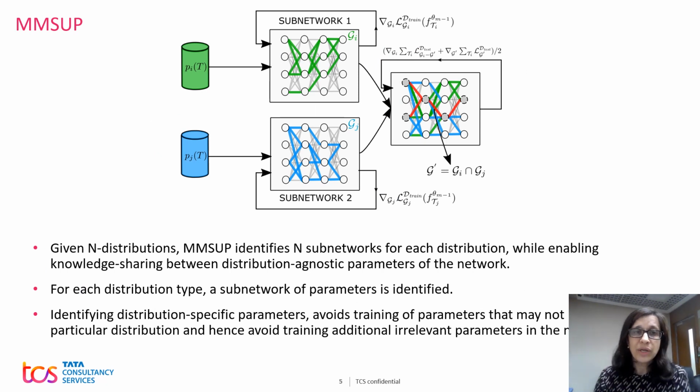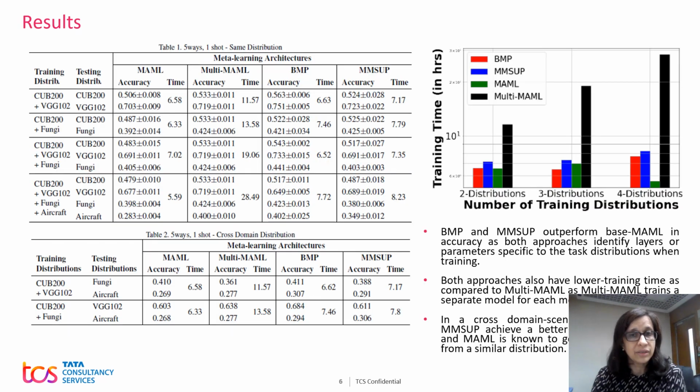In the MMSUP approach, we go one step ahead, in which we identify subnetworks of neurons which are relevant for a particular given input distribution. So if you are given n distributions, MMSUP will identify m subnetworks for each distribution while enabling knowledge sharing between distribution agnostic parameters of the network. As you can see, PI and PG are two distributions, and MMSUP has identified subnetworks which are specific to both distributions. The red lines indicate the task agnostic parameters. The green and the blue lines in this case show the task specific parameters. So identifying distribution specific parameters avoids training parameters which may not be relevant to a particular distribution, and hence it avoids in general training of irrelevant parameters in the network.